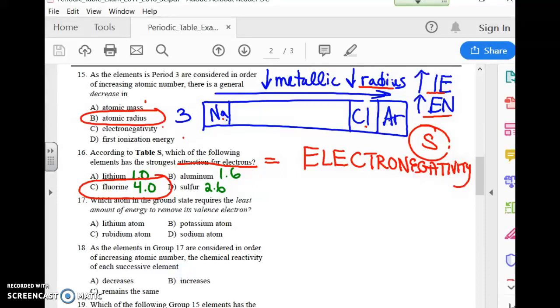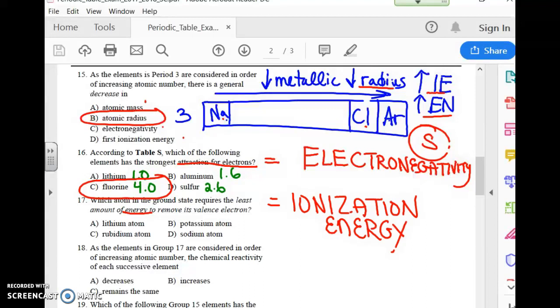Which atom in the ground state requires the least amount of energy to remove its valence electron? Well, that energy is known as ionization energy. I'm going to go back to table S. I'm going to look up their values. There they are. I'm looking for the least amount of energy. The least must be the rubidium with 403.